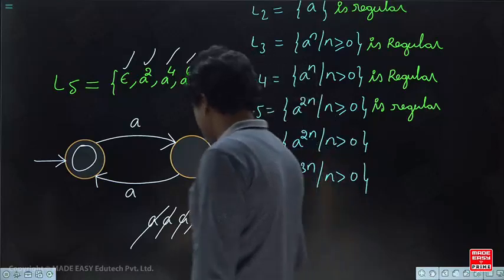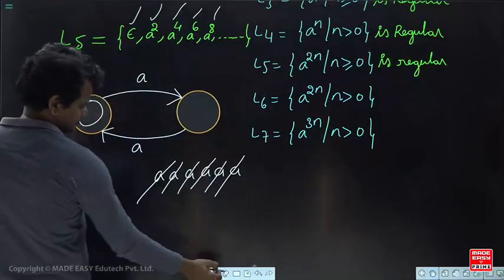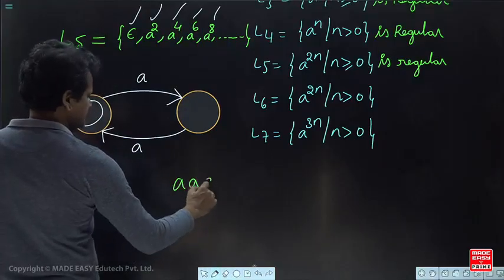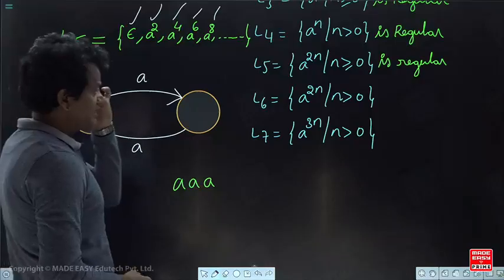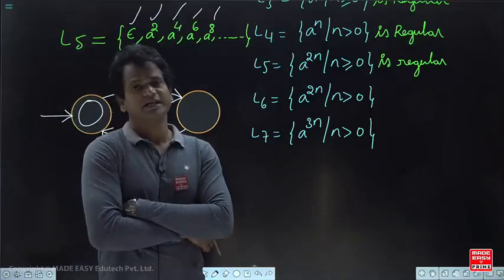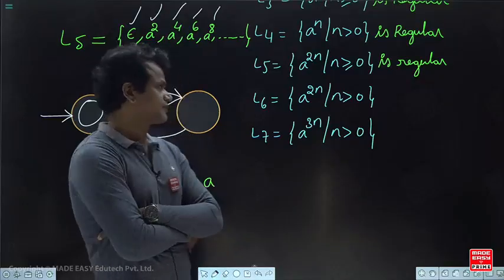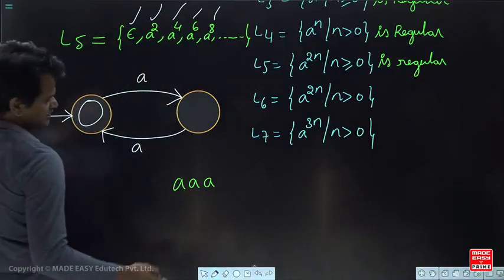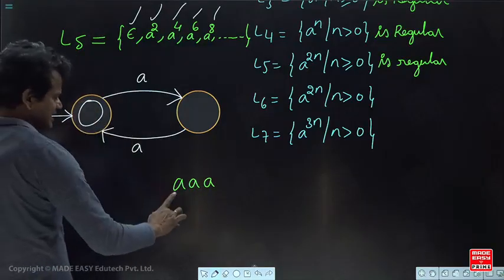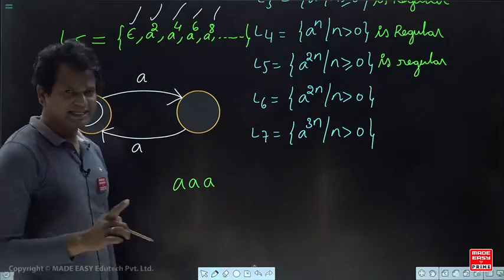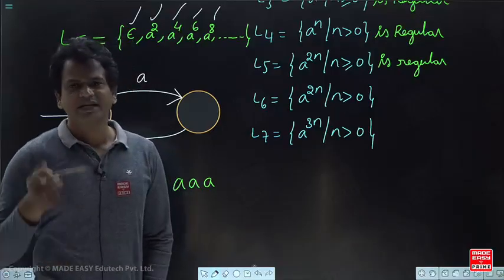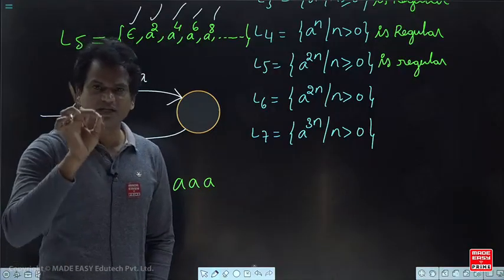Understood? Guys, I'll tell you one thing. Look at this. Here, how many a's are present? 3 a's. So what is L5? L5 is the set of strings of even number of a's. Here, how many a's? 3, odd. The machine cannot count whether the a's are 3 or 4 or 5. It cannot check whether the a's are even or odd. It only does whatever you say.